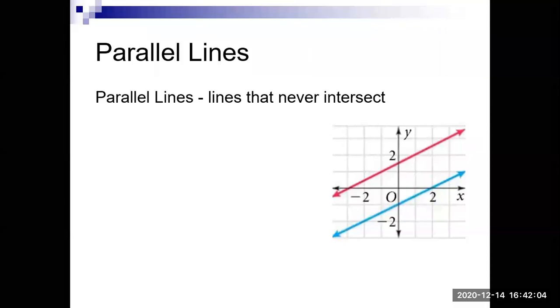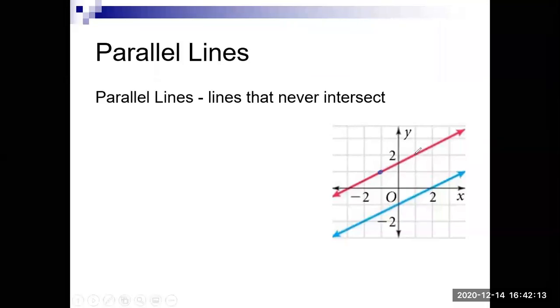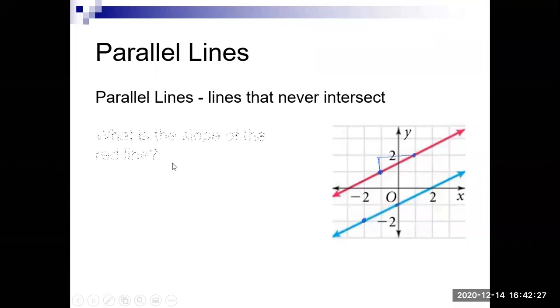And in Monday's lesson, we looked at the slopes. If I count rise over run from these two points, I get that the slope of the red line is going to be 1/2. And the slope of the blue line is also 1/2. So that means when you have parallel lines, the slopes have to be the same.